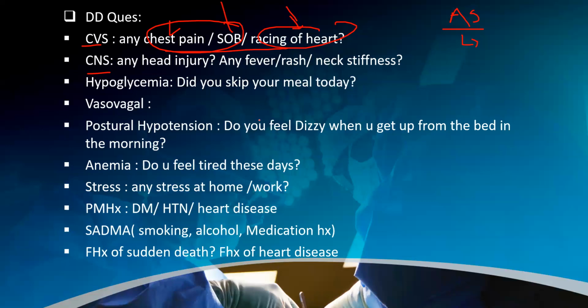Infection. So for infection, that means meningitis or encephalitis, you just ask, do you have any fever, any rash, any neck pain or neck stiffness.